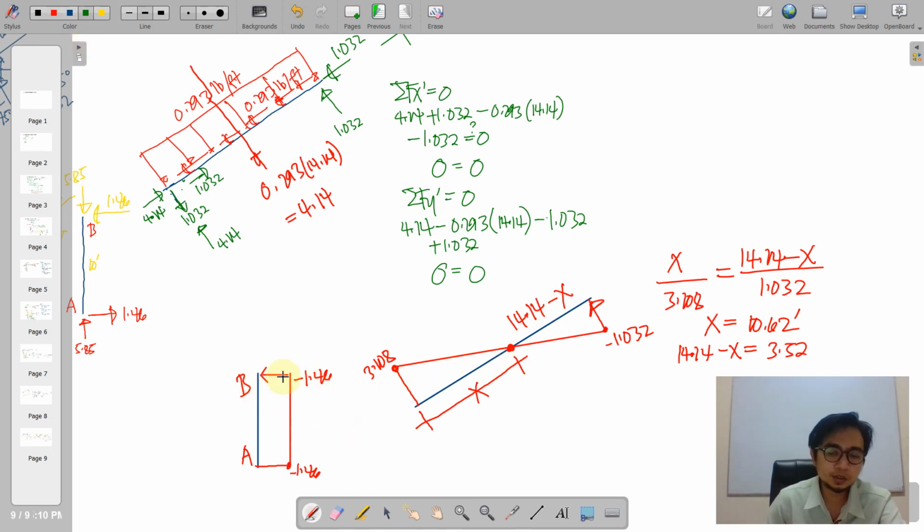So first, for this rectangle, we have 1.46 times 10, which is 14.6 square foot. Okay, so next, we have here 3.108 times x, 10.62, divided by 2, for the triangle area. We have here 16.5, and that is 1.82.